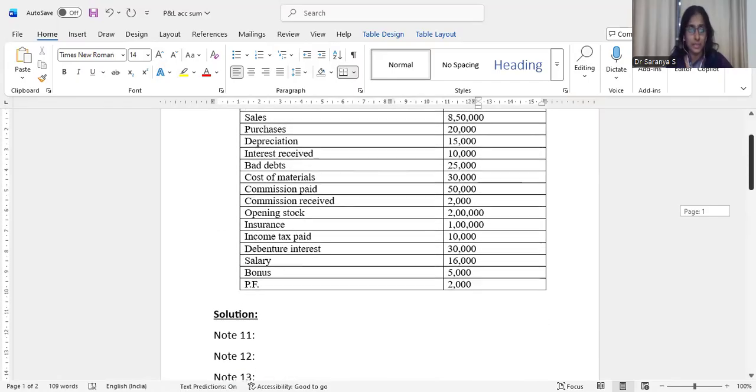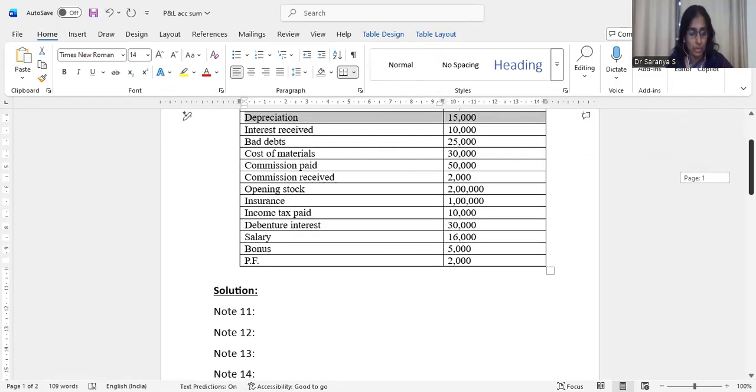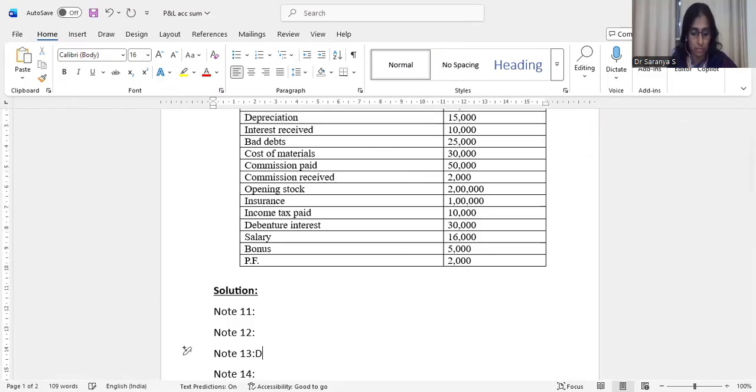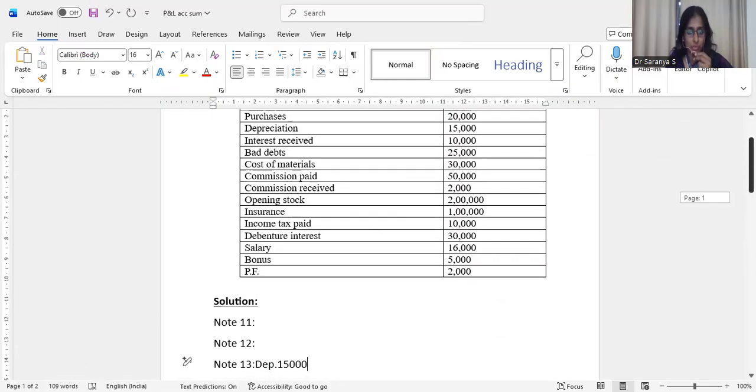Then the third item we have is depreciation. Depreciation is note number 13. So in note number 13, we will write depreciation 15,000. Note number 11 is employee benefit expenses. Note number 12 is finance cost. Note number 13 is depreciation and amortization expenses. Note number 14 is other expenses. So note number 13 will include depreciation. That item is over.